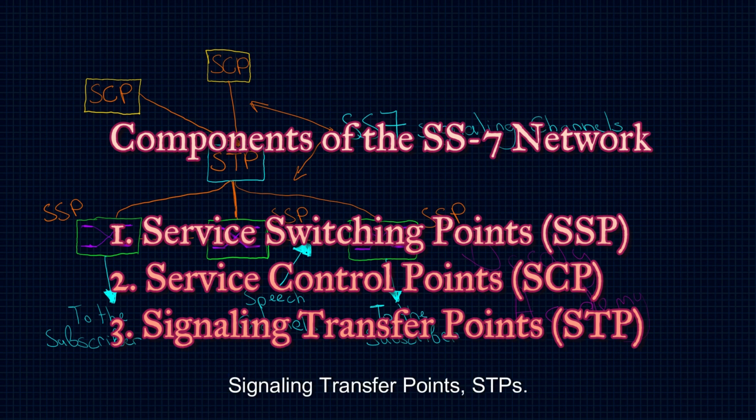Signaling transfer points, STPs. STPs serve as intermediates that forward signaling messages between SSPs and SCPs. Not all nodes in the network are directly linked, so STPs ensure messages reach their destinations efficiently, functioning similarly to IP routers in the internet. However, unlike IP routers that handle all types of packets, STPs only forward signaling messages necessary for establishing, maintaining, and clearing calls. But the actual voice and data are carried on separate dedicated links between SSPs.